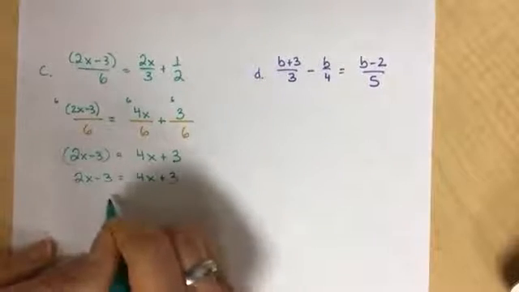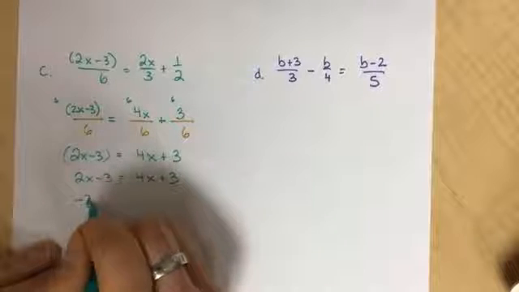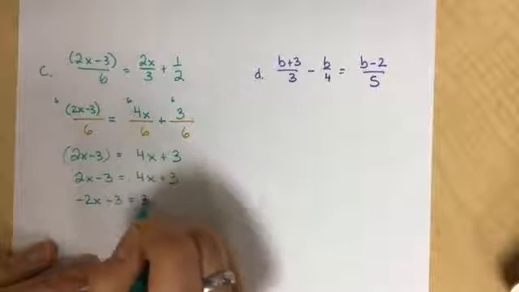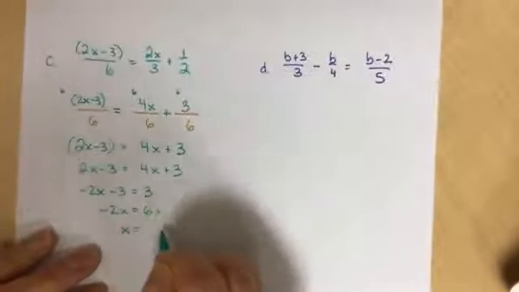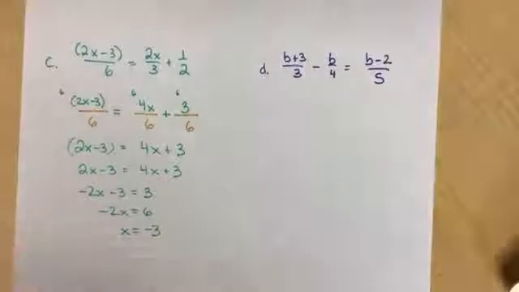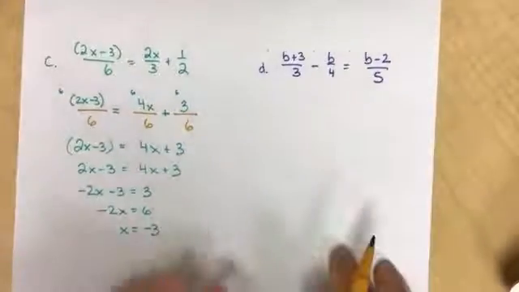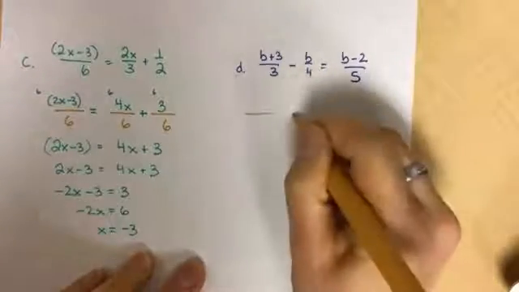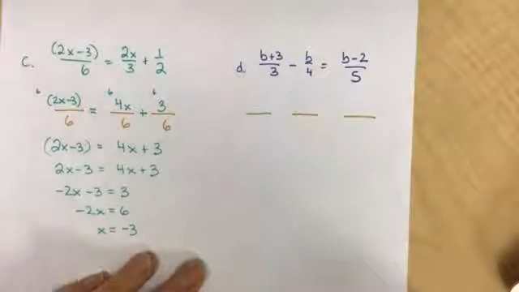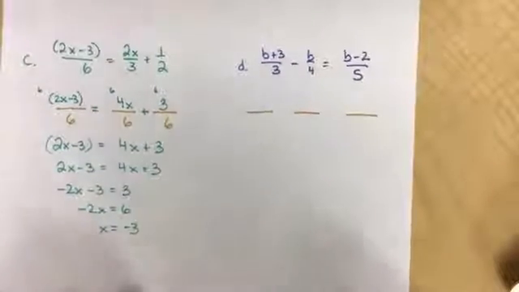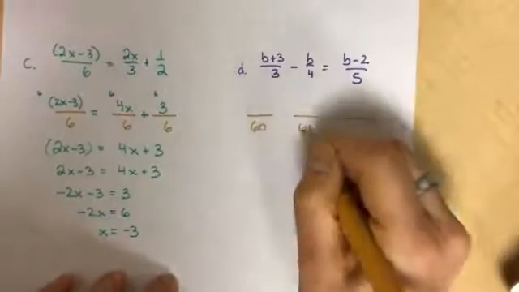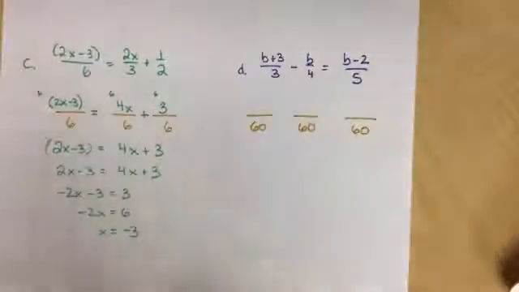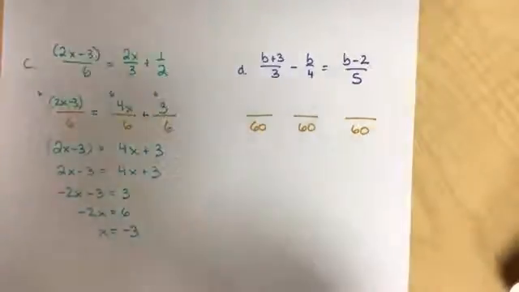Now I'm going to see, how about I subtract 4x from both sides? And then I'll add 3 to both sides. And then I'll divide by -2. Well, that's kind of cool. All right, last one, here we go. This one has kind of an unpleasant common denominator. 3, 4, and 5, the closest thing is to multiply them all together to get 60. It's really the best we can do.